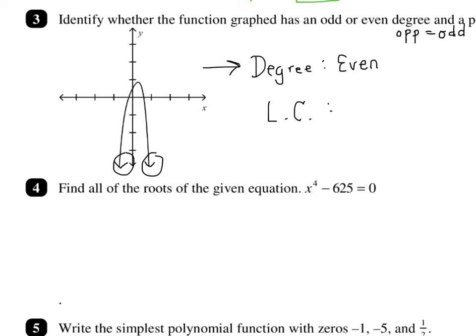And that's a really good way of remembering it. Opposite arrows would be odd degree. And the degree has to do with the direction, if they're the same or opposite. The leading coefficient has to do with whether or not your arrows open up or down. And these arrows clearly open down, and so that means that the leading coefficient is negative. If the leading coefficient was positive, it would open up. If the leading coefficient is negative, it opens down.